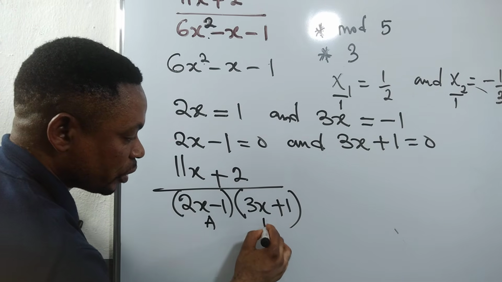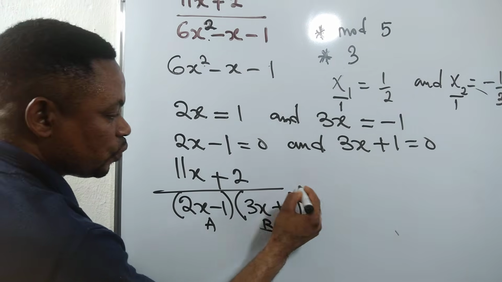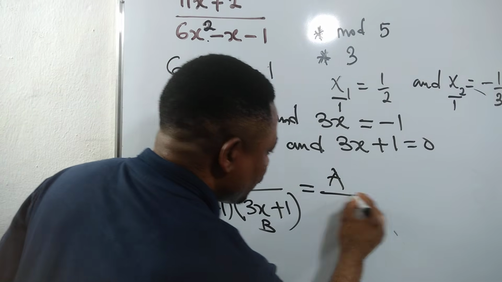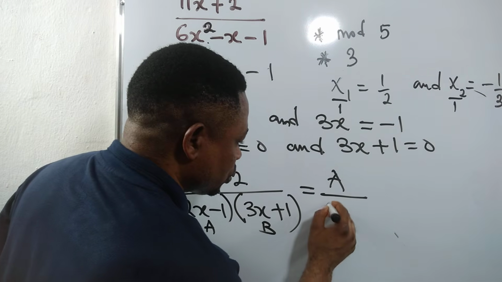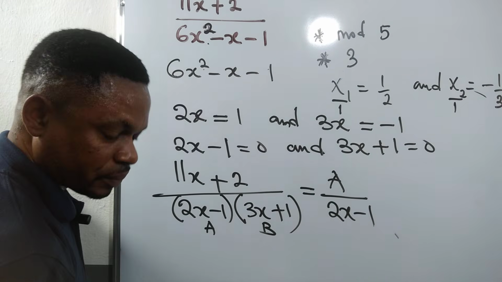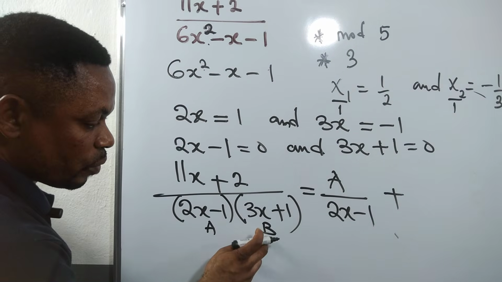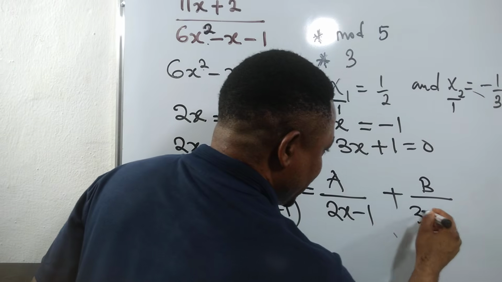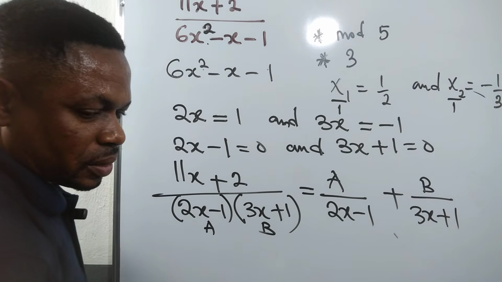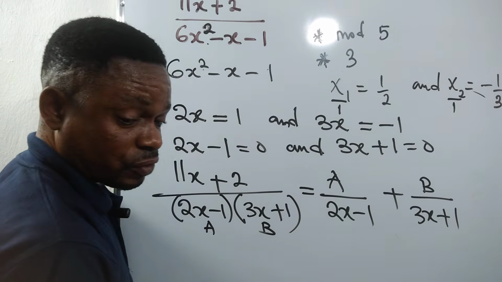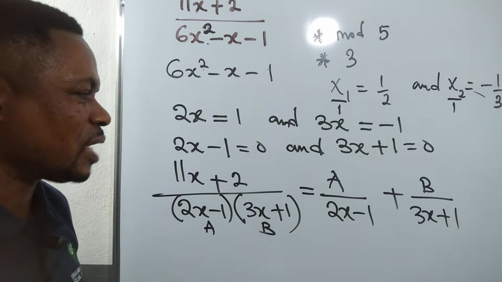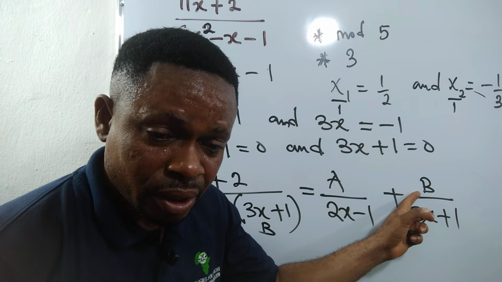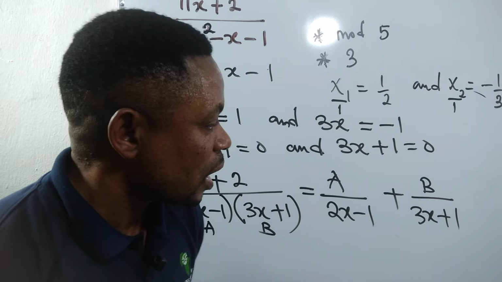Call this A. Call the second one B. Now watch this. We now move ahead to have this as A divided by the denominator, which is 2x minus 1. Then we add. We move to the second one. B divided by the denominator, which is 3x plus 1. Now this is how we can resolve this into partial fraction. But what is our target? We want to know how to get the value of A and the value of B using calculator method.